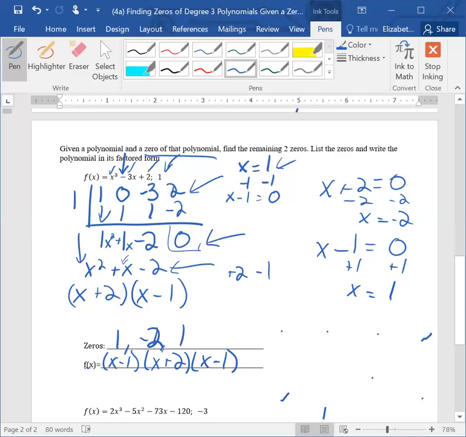Okay, sometimes we're going to end up with two zeros being the same. There's a fancy word for this. It's called a multiplicity. That's not anything I need you to worry about, okay? Don't stress about this.